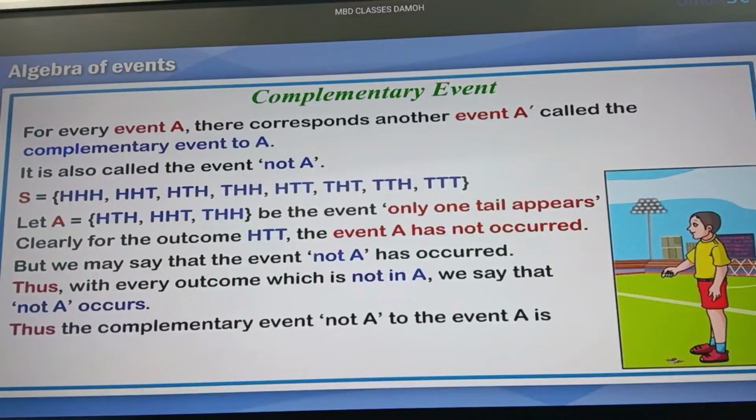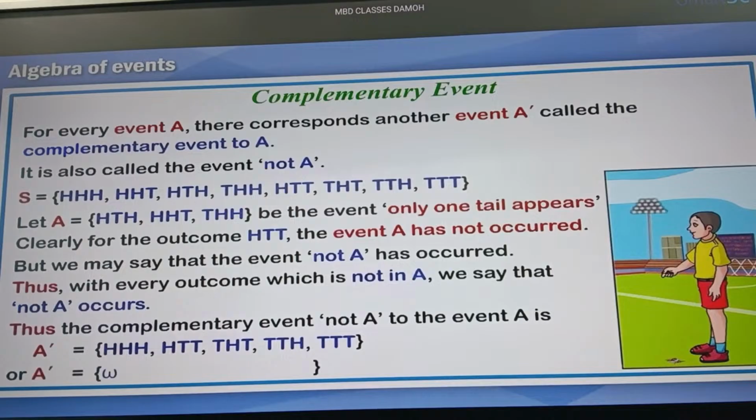Thus, the complementary event not A to the event A is A complement = {HHH, HTT, THT, TTH, TTT}, or A complement = {omega such that omega belongs to S and omega does not belong to A} = S minus A.